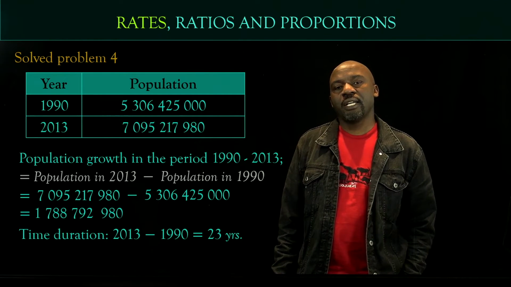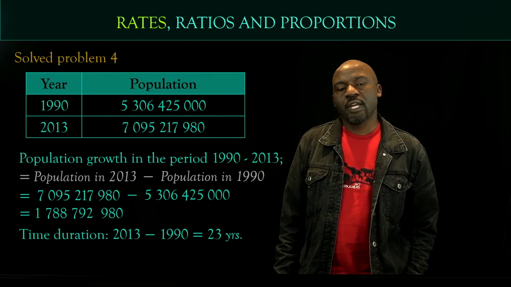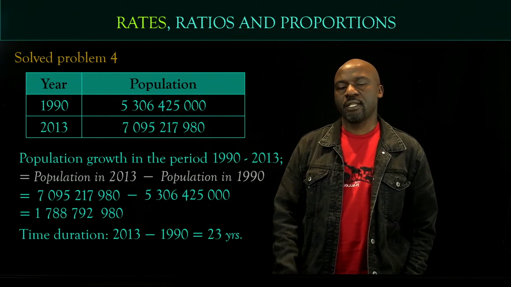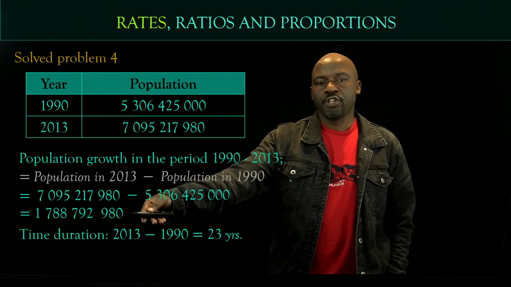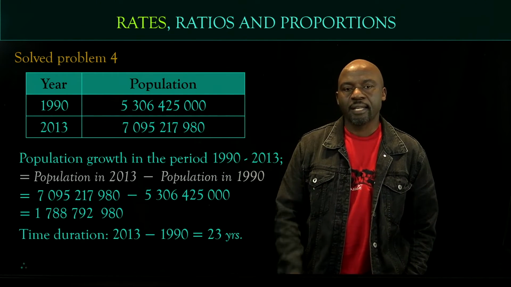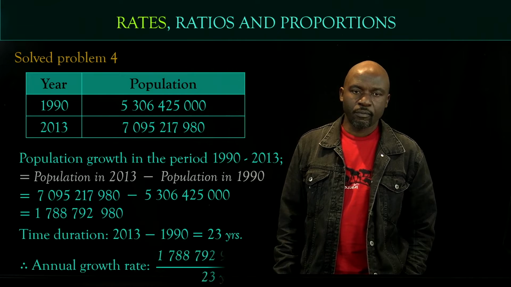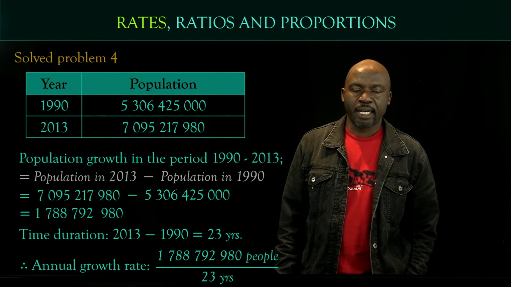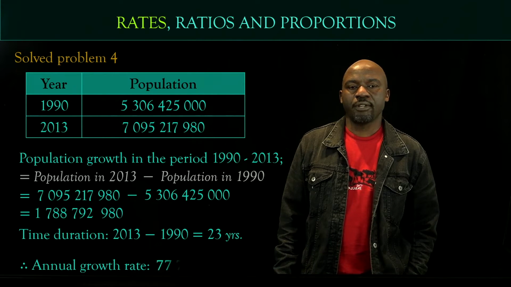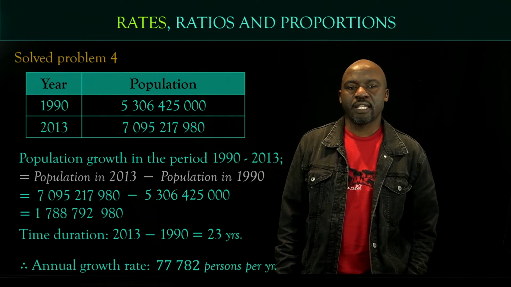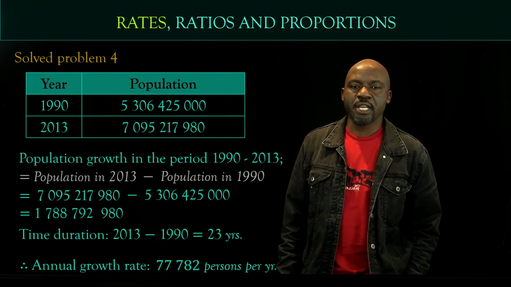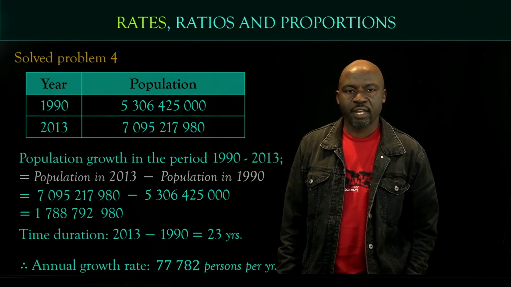And so if we're going to find the rate of population growth, how many people per year, that means the number of years is in the denominator, so we have to take the population increase, divide by the time, and we will get, all right, 1.7 billion divided by 23 years, and if we do that calculation, I get 77,781 point something, so 782 people per year. And this is the annual growth rate.